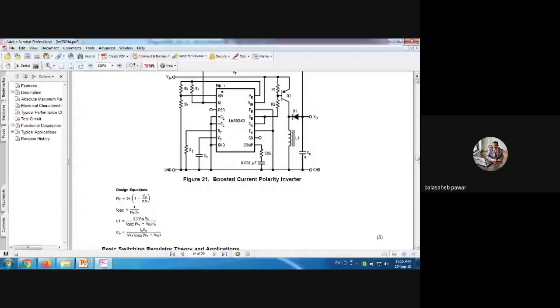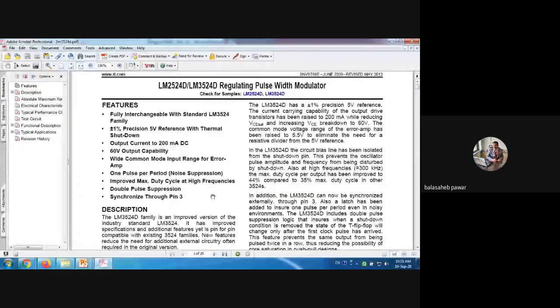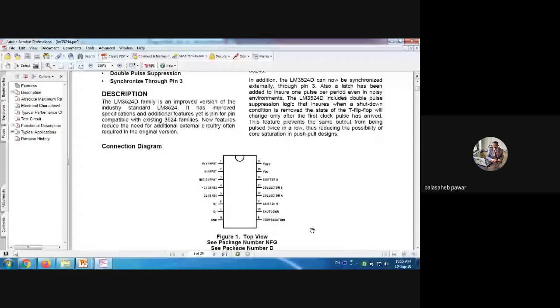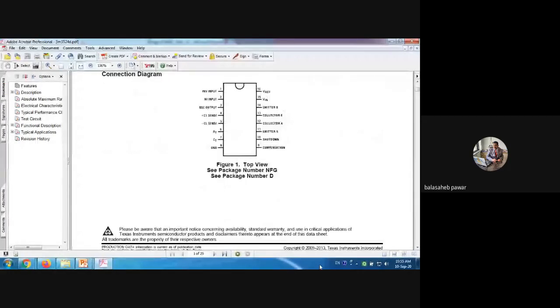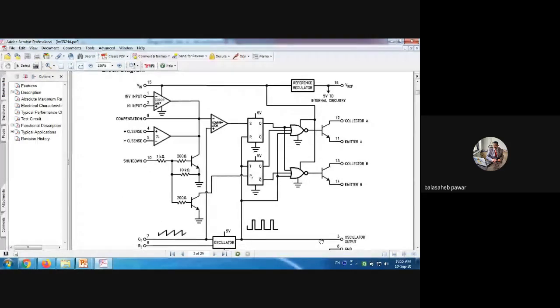regulating pulse width modulator IC, right? It is 16 pin, and this is the internal construction of the 3524. Okay. It will just generate the PWM, and on the output side, if there is a requirement of current boosting, then that circuitry is different. If there is no current boosting, that means only the basic regulator, then its circuitry is different. Okay. Now this is the data sheet.